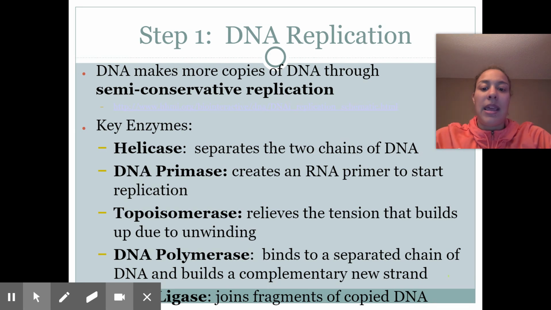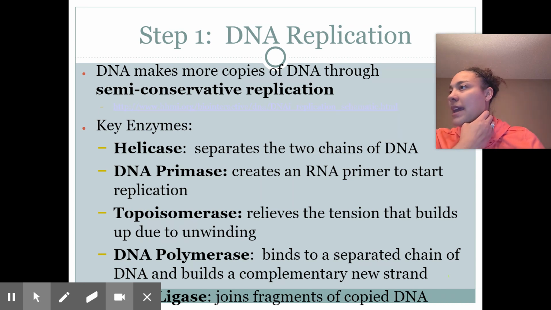DNA polymerase has a couple components to it. There's actually 3 types of DNA polymerase out there. DNA polymerase 3 is our main polymerase because it is going to be making the long chain of new DNA and the new strand that is going to be based off of our complementary base pairing rules. So DNA polymerase 3 does this.